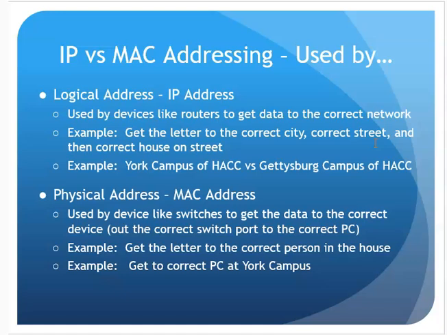Well, the switch at that campus is now going to read the MAC address and get that data out the correct port to that individual device. So the MAC address is then going to get used at that York campus to get the data to the correct PC in that LAN. So the IP address is used at layer 3 by routers to get it to the correct network. Once it's there, switches are reading the layer 2 MAC address to get it to the correct computer, the individual device at that campus.